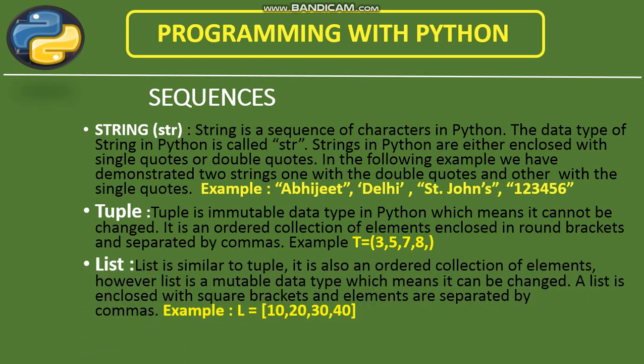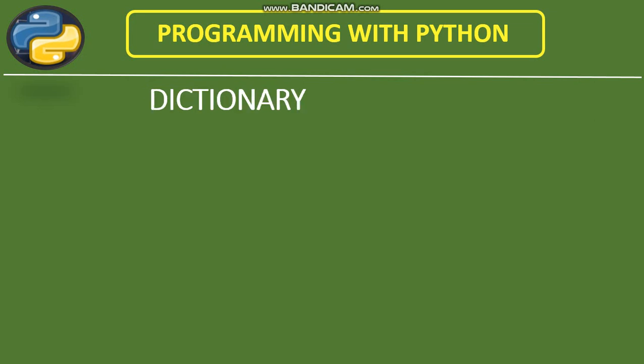List is another kind of sequence, and it can be used to store a list of data elements of any type, but here it is mutable, meaning the data elements of a list can be changed.